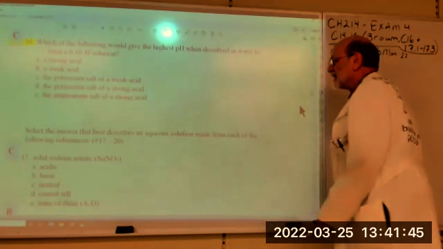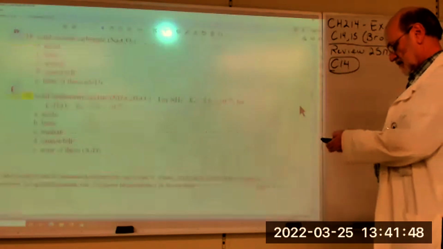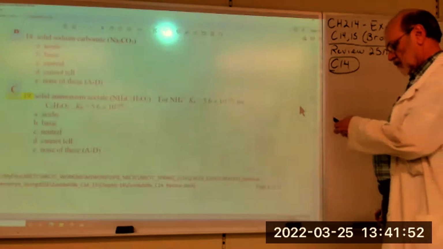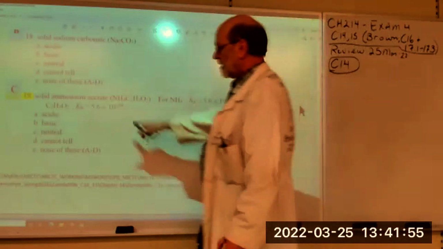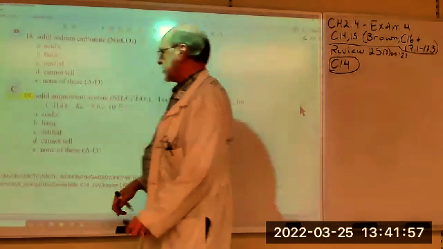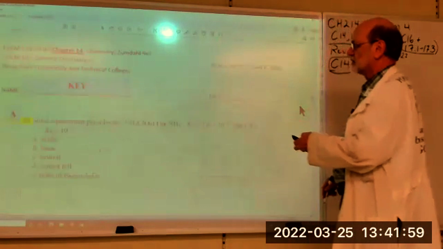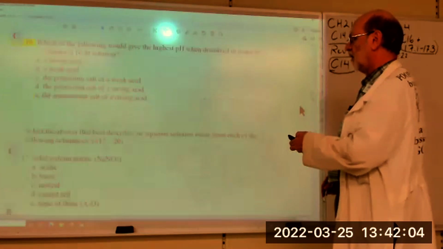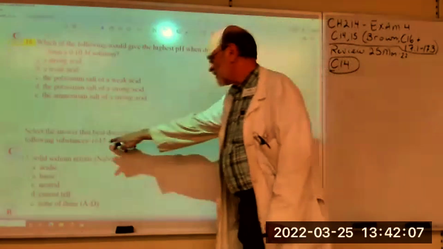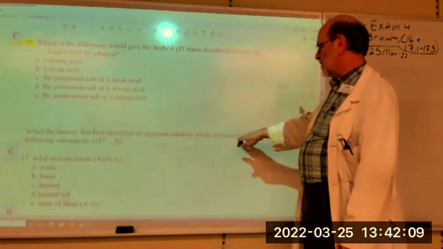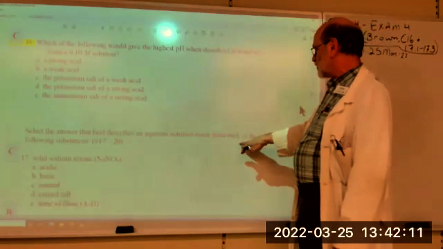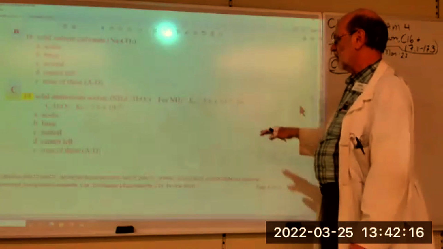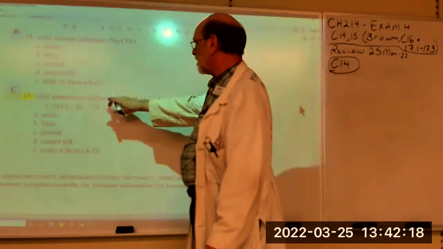Let's see. 19. Oh, I see. The key is this is not capitalized, so it's probably got something above it that's talking. Here, 17 through 20. Select the answer that best describes an aqueous solution made from each of the following substances. So we'll go back down here. Aqueous solution of solid ammonium acetate.